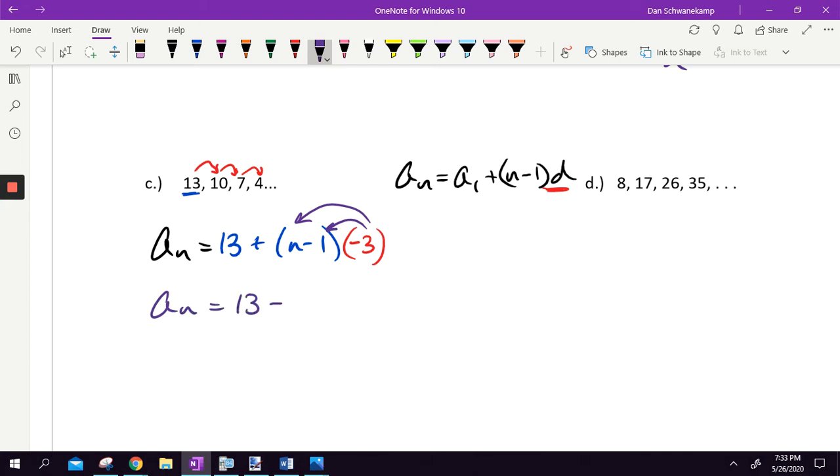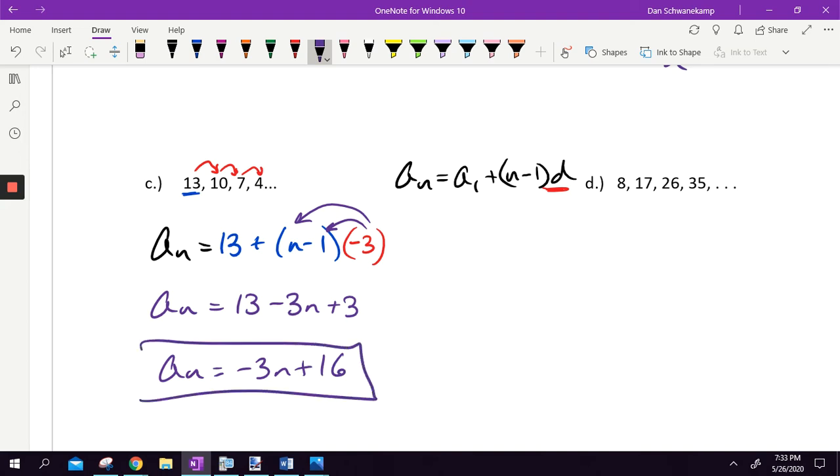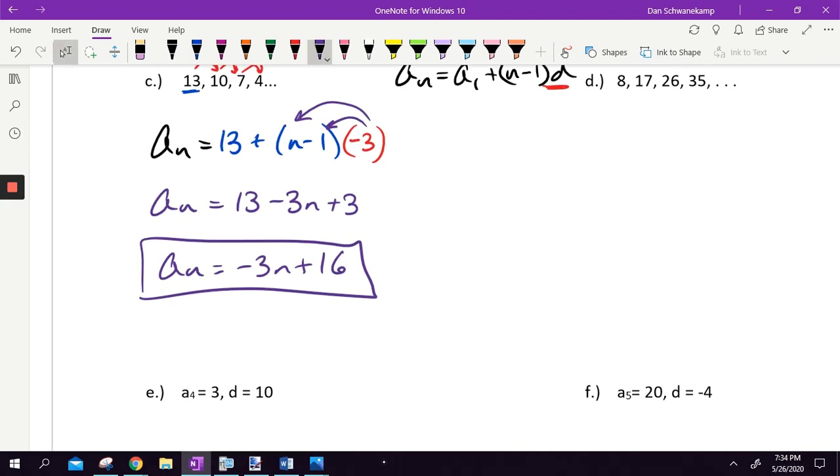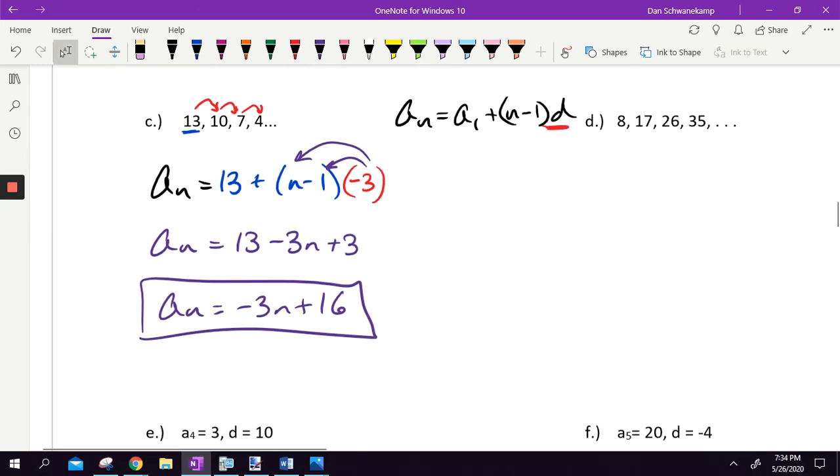We're going to multiply by negative 3, so negative 3n plus 3. So a sub n is going to be equal to negative 3n plus 16. This equation right here is going to help me to find any term. So now if I ask you to find the 27th term, you would just plug 27 in for n and solve.